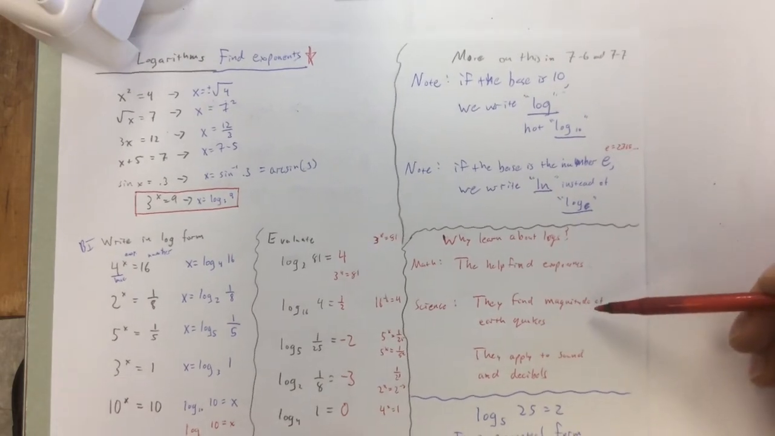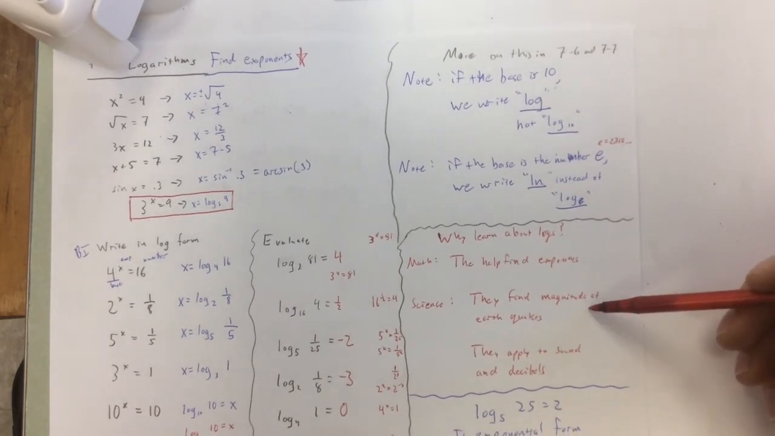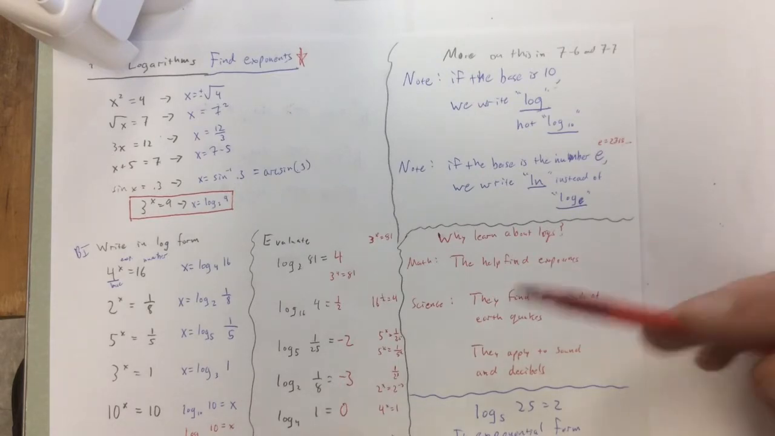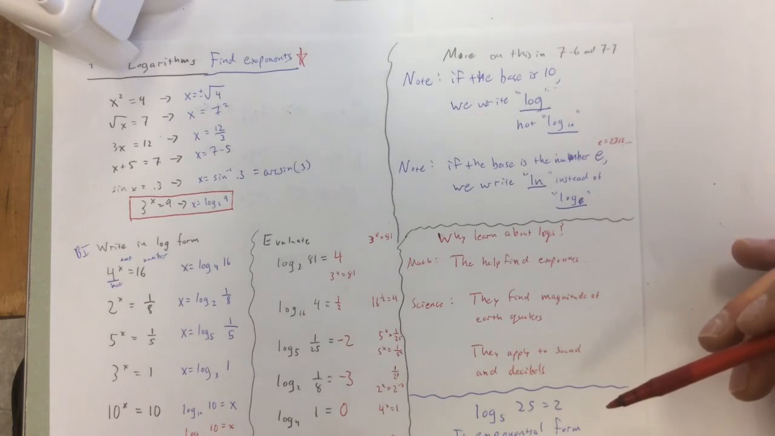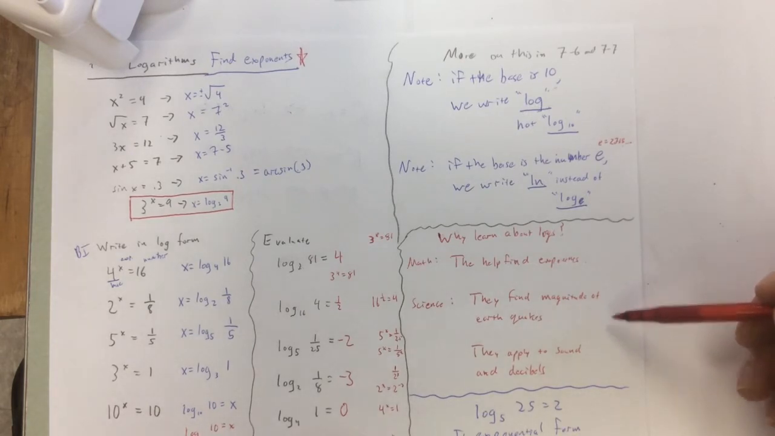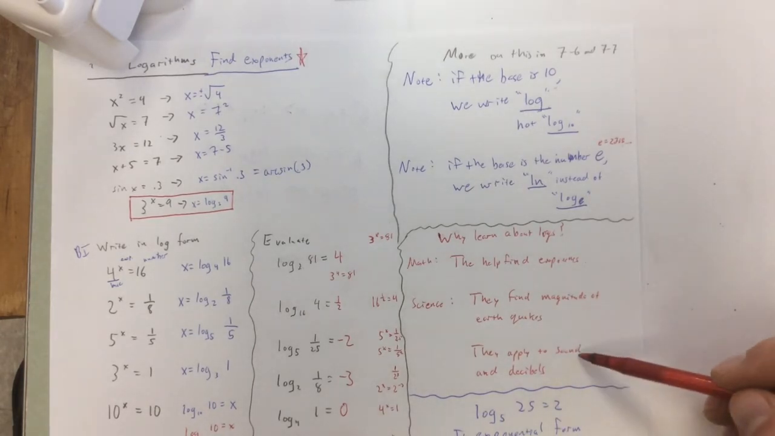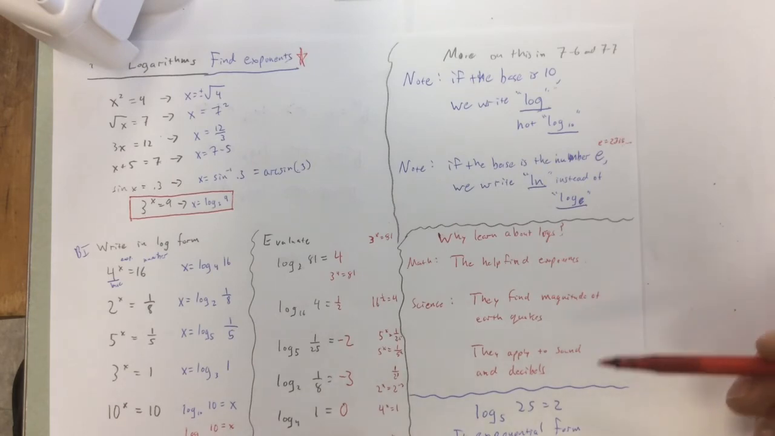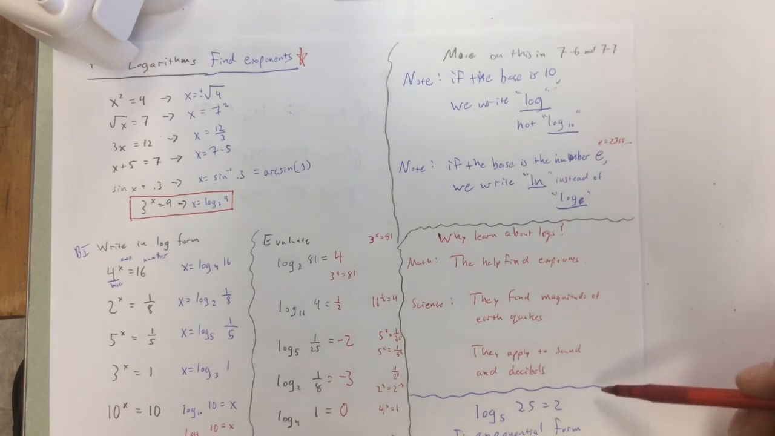But in the sciences, these are very helpful because they find the magnitude of earthquakes. You've heard of the Richter scale that's used in California. There's another scale that you can use that is more applicable in all parts of the world. But both of them use logarithms to describe the magnitude of the earthquake. And they also apply to sound and decibels and the intensity of sound, where something's 100 times as loud, it's only going to be up 20 decibels, and we'll get to that.